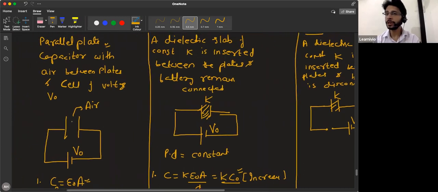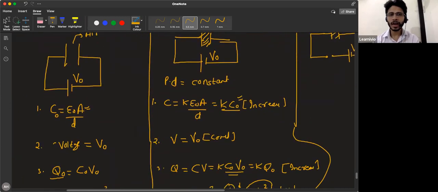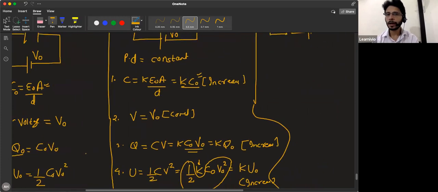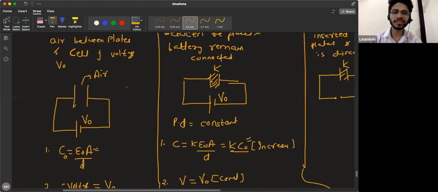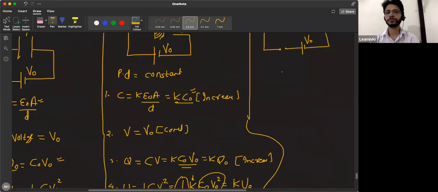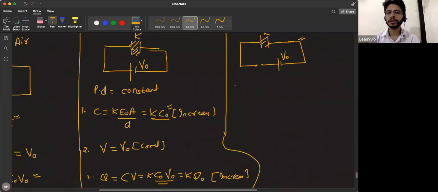Initially, with air between the plates and the battery connected, the charge stored in the capacitor is C0 V0. Now in the final condition, we introduce a dielectric between the plates and disconnect the battery. Voltage will change, capacity will change, energy can change, but charge will remain constant. So charge in this condition will be the same as charge in the initial condition.